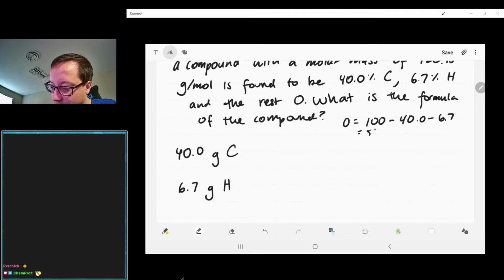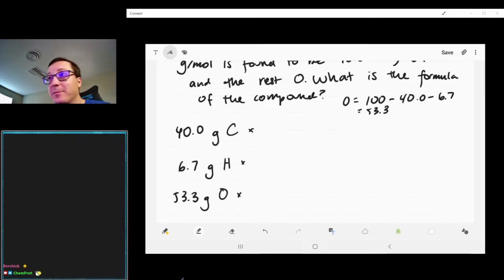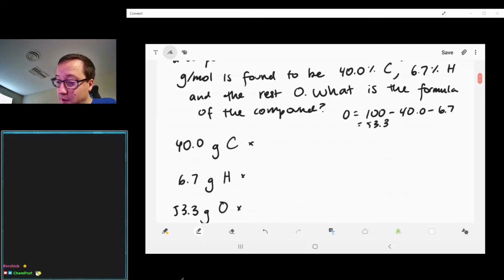Which turns out to be 53.3, so we can put 53.3 grams of oxygen. Just like yesterday, remember, grams we can never use to compare different substances, so we're going to want to convert all of these into moles. If you were a fan of extra work, you could convert them to atoms instead. Have fun, go right ahead.